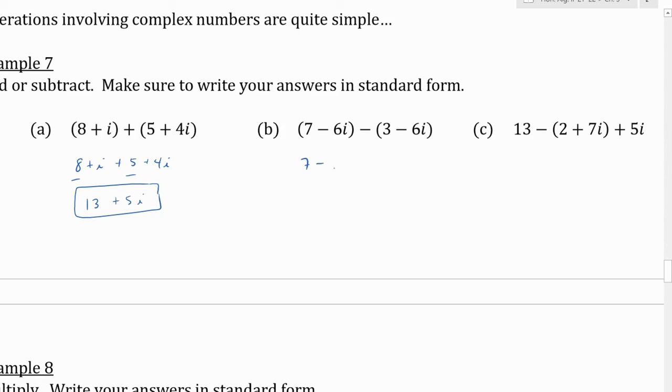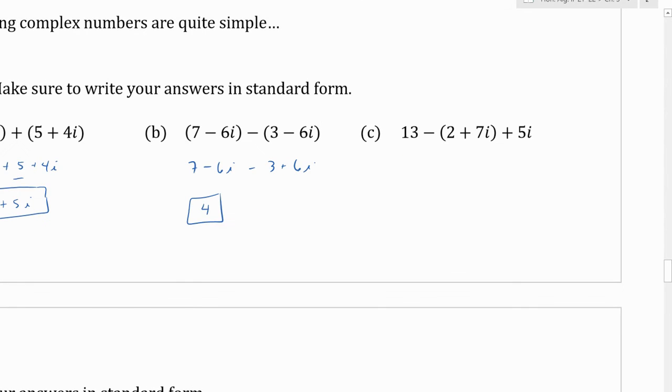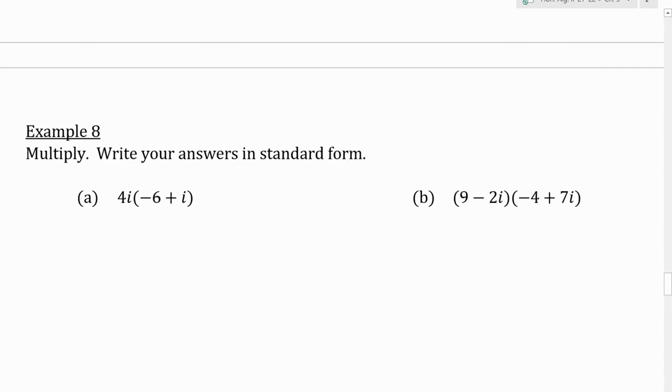This is 7 minus 6i minus 3 plus 6i. So 7 minus 3 is 4. Oh, the i's disappeared. That's just 4. This one, we got 13 minus 2 minus 7i plus 5i. 13 minus 2 is 11. Negative 7 plus 5 is negative 2. So there's negative 2i. Yeah, that's no biggie. So those are going to go super fast.